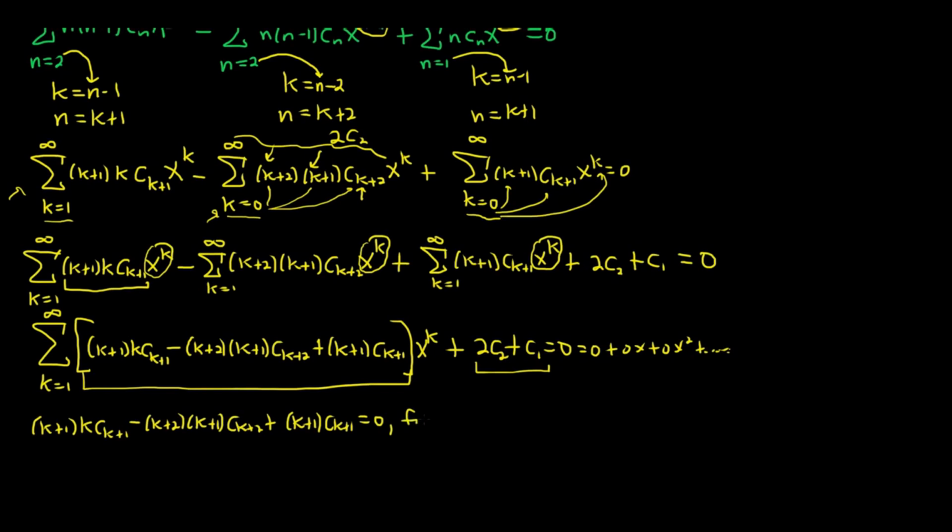And this is for k equals 1, and so on. This is really important. This tells you where to start. And then we also have this piece here equal to 0. So we have 2c2 plus c1 equal to 0. It's important to set the whole thing equal to 0.